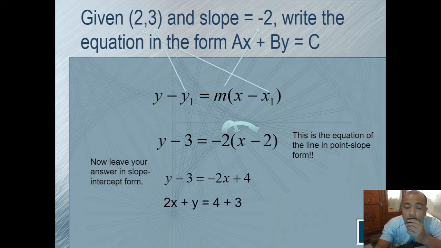And then by transposition, 2x plus y equals 4 plus 3, and that's equivalent to 2x plus y equals 7, which is the equation of the line in the form ax plus by equals c with the slope equal to negative 2 passing through the point (2, 3).